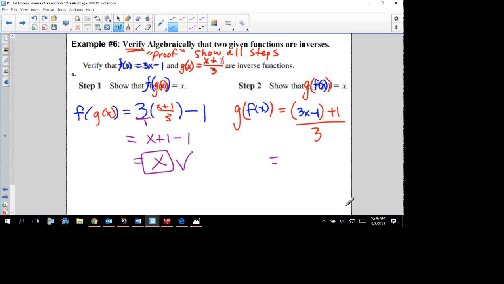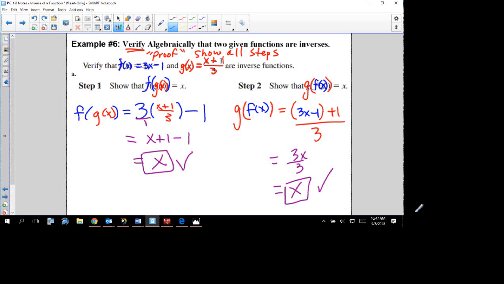So I have 3x minus 1 plus 1 on top. Order of operations, going to do the top first. So we get 3x over 3. Then I divide 3 by 3 and I get x. So that works. So that's how you algebraically verify that they are inverses.